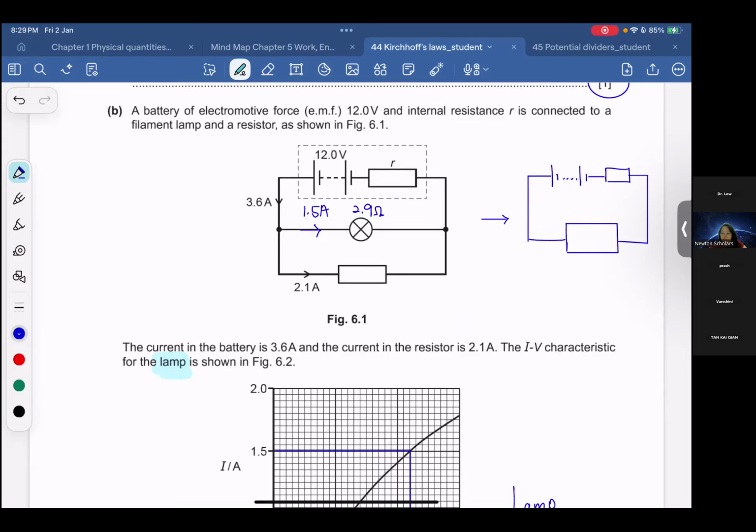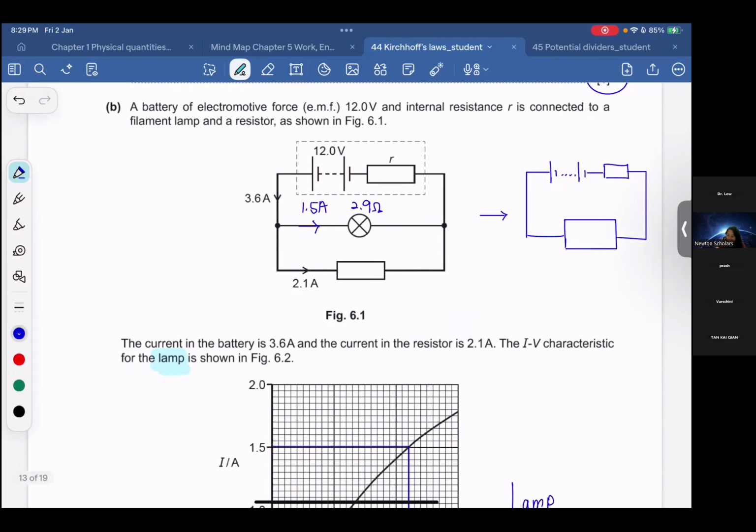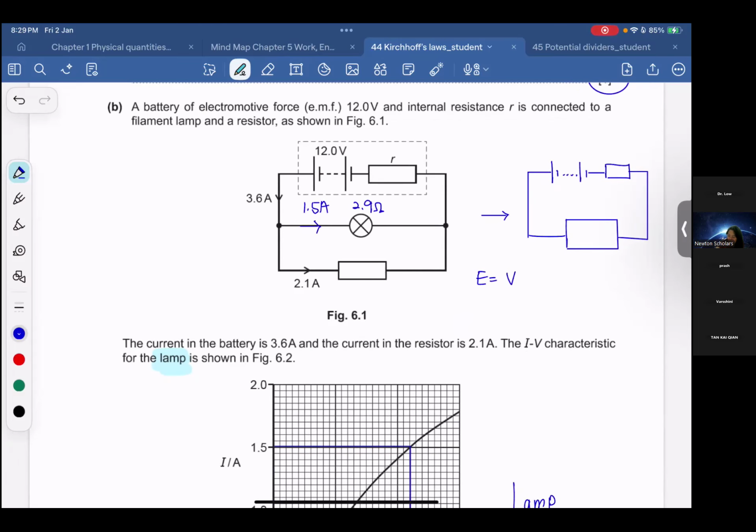Okay, let me check your answer. Pawan correct. Good job. Wesley correct. Be confident. Yes. Vashini, yes. Okay, so here, E equals V plus Ir.